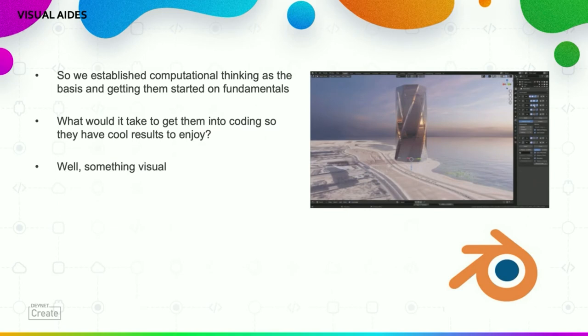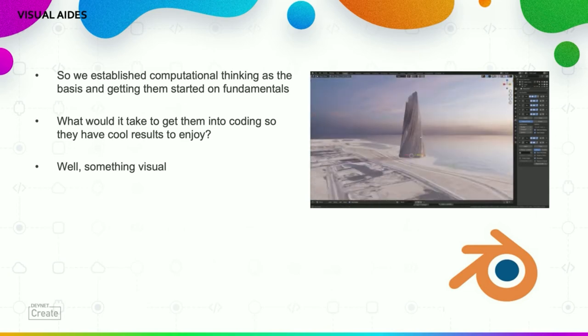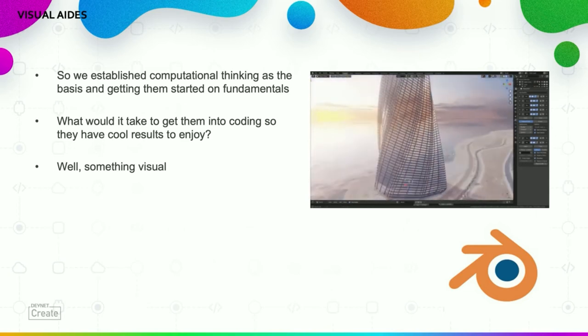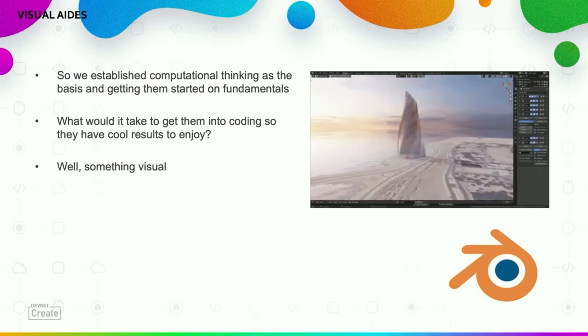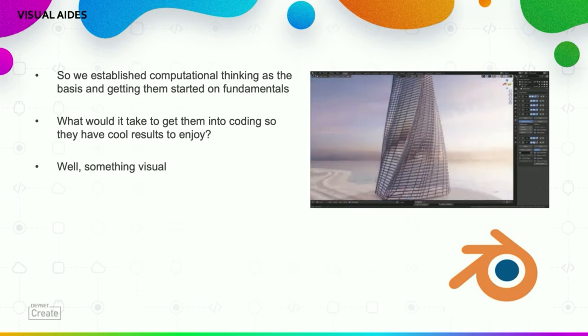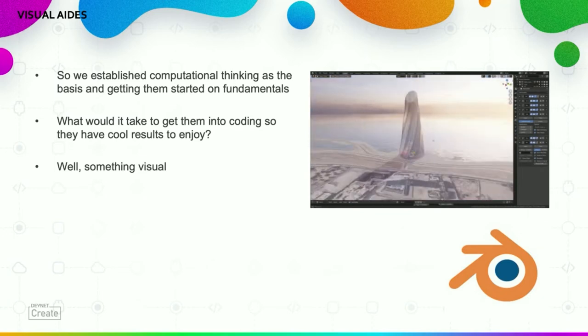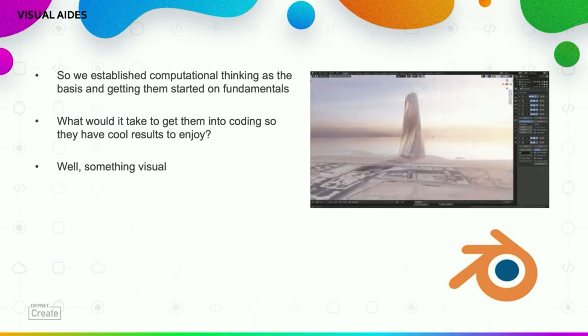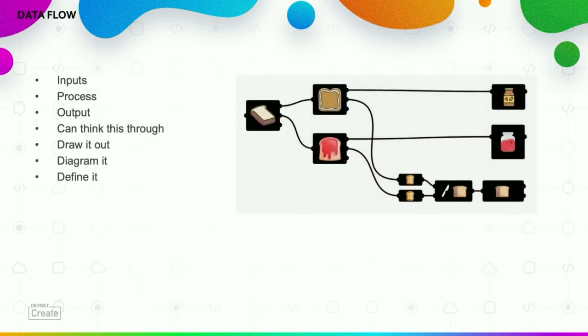So we established this computational thinking as the basis to get them started on the fundamentals of coding so they can take advantage of it, so they can do something useful, like in this example, a representation of a skyscraper, something architects would be working on. Something they can do with computer code that they can't really do by hand, because it takes a minute to do this by hand. So everything we want to do is visually based. This is an example through Blender, using programmatic concepts in Blender to develop a tower. So what can we do like this? So we thought, okay, we can't go straight to the tower. That might be a little too crazy, and not everybody's going to design a tower.